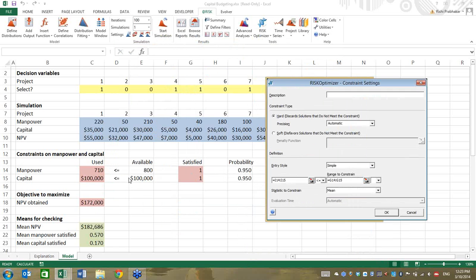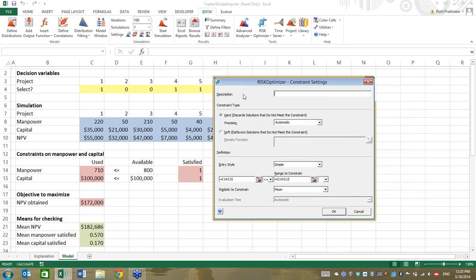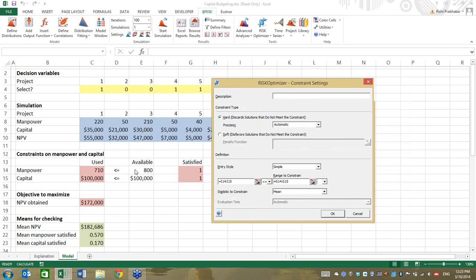If this were a physical impossibility to get more capital or more people, then it can't be violated. It's just a physical thing. It's illogical that we could ever go over that, such as the capacity in a plant or hours in a day, that type of thing. There are some physical issues.